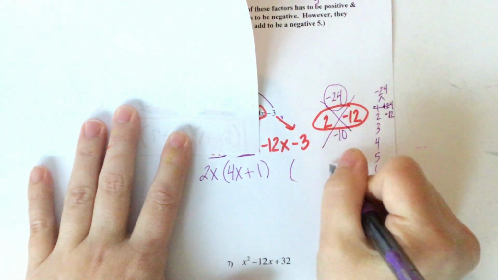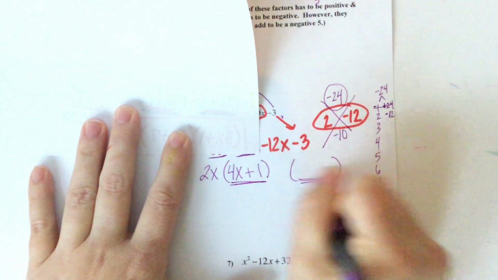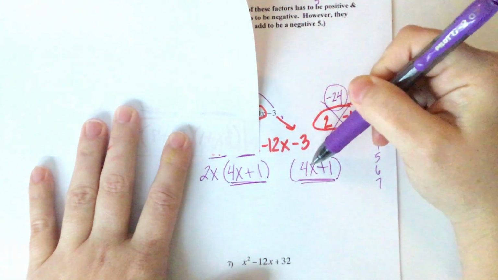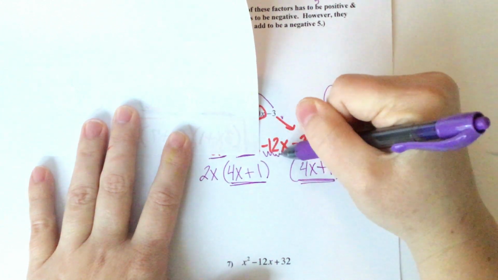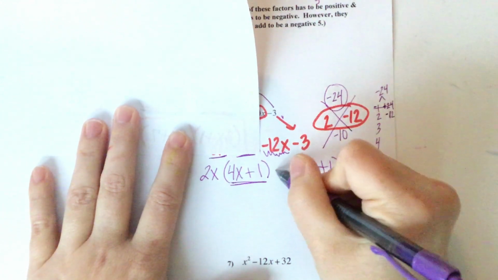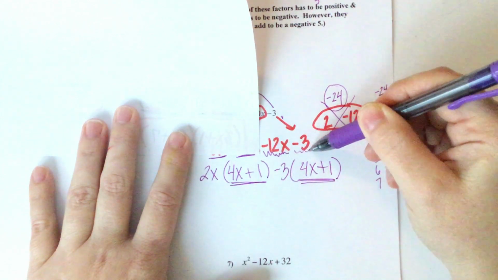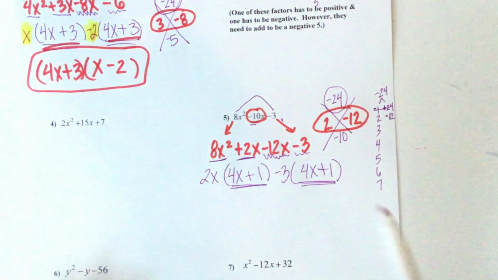Okay, now let's group together the back 2, and I get a copy. So whatever you write here, you copy here. Now what could you multiply with 4x to get a -12x? A -3. Now let's just make sure that -3 times 1 makes the -3 in the back. And it does. Okay, so we're ready for our final step.